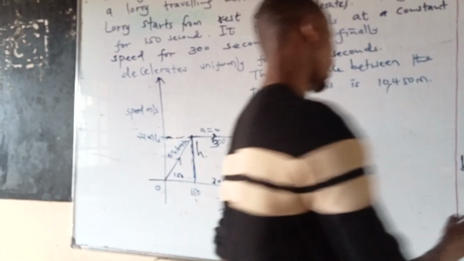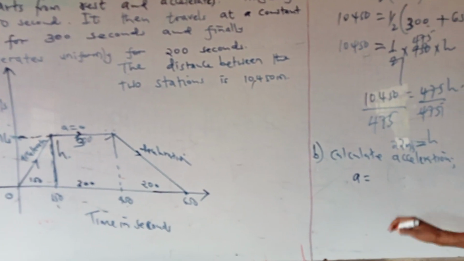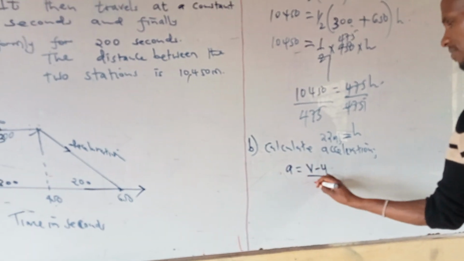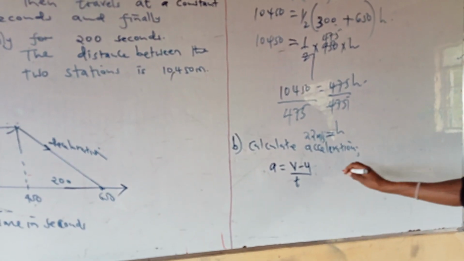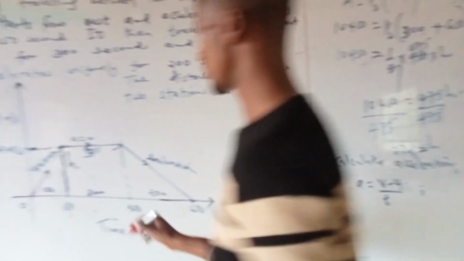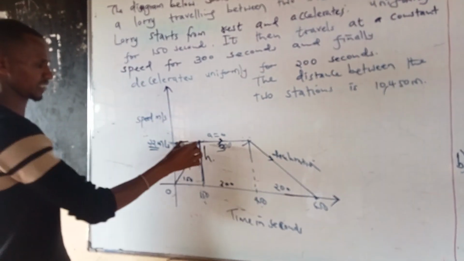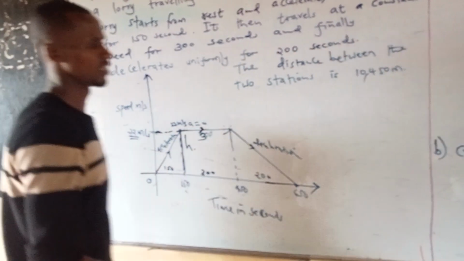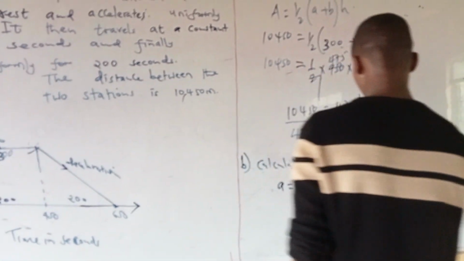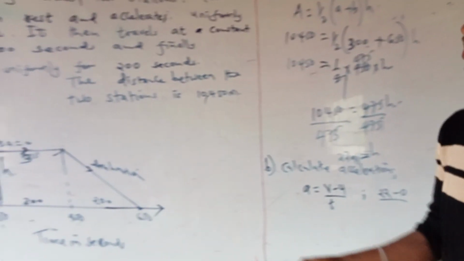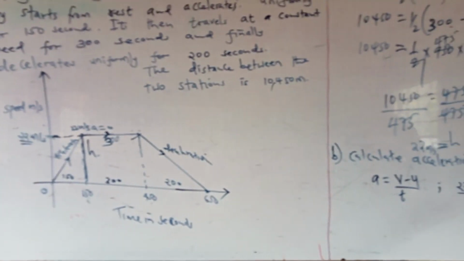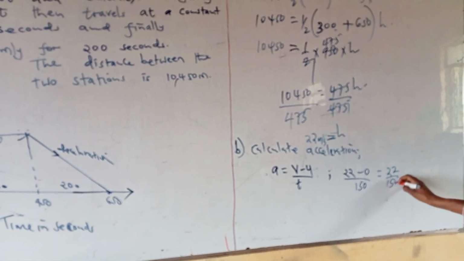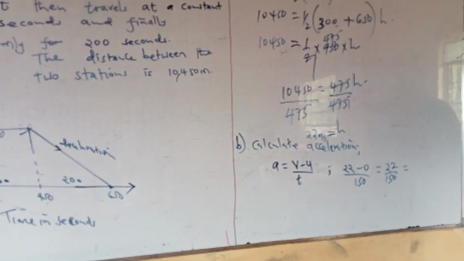And we say that to get acceleration, it is final velocity, which is v, minus initial velocity, divided by change in time. So our final velocity here is 22 meters per second, and our initial velocity is 0. So it will be 22 minus 0 divided by the change in time, which is 150 minus 0. So that will just give us 150. So this will be 22 divided by 150.